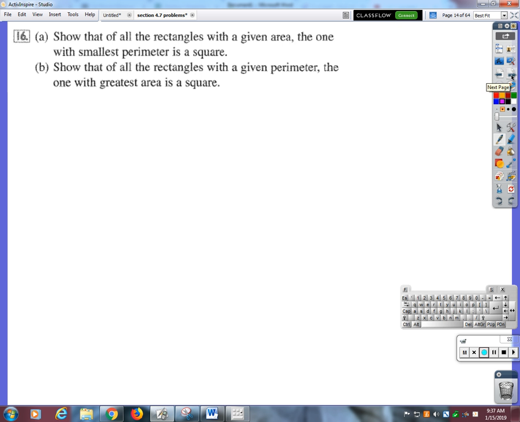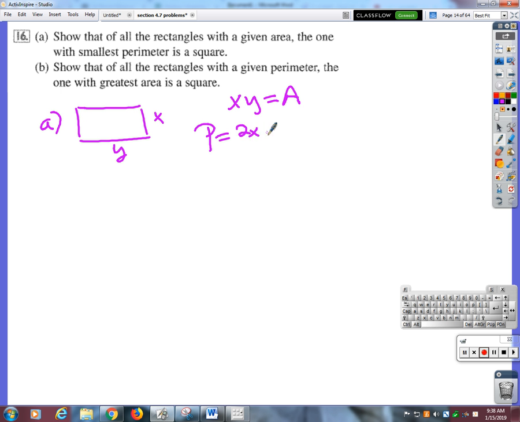Okay, number 16. Show that of all the rectangles with the given area, the one with the smallest perimeter is a square. So I got myself a rectangle. We don't know that it's a square. We're trying to show that it's a square. What do you want to label the sides? X and Y. Show that of all the rectangles with a given area, so let's say x times y is equal to some area A. We want to minimize the perimeter. What's the perimeter of that? 2x plus 2y. Same problem as before. Got 2 variables in there.